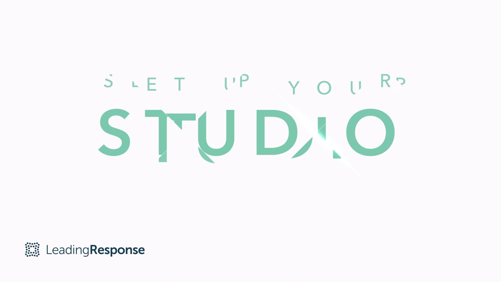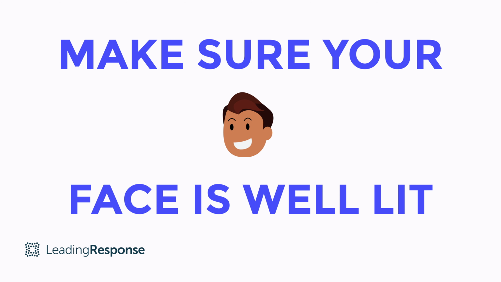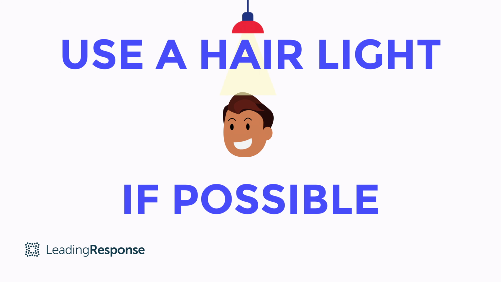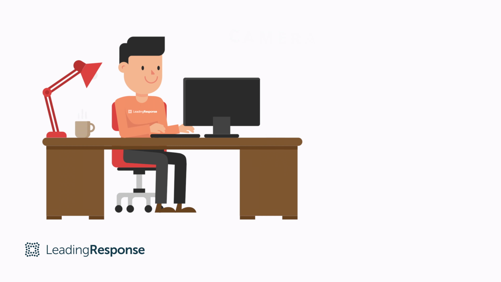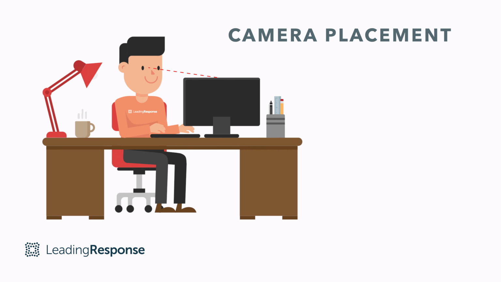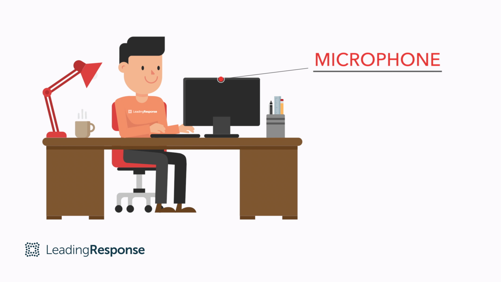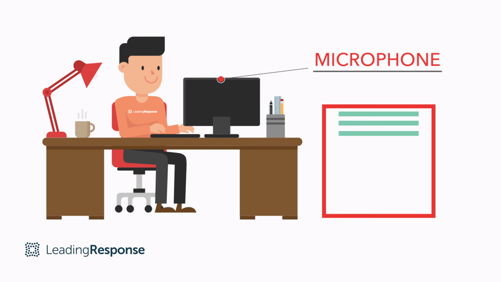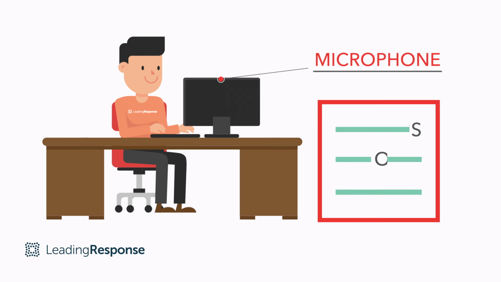3. Set up your studio. Lighting is extremely important. Make sure your face is well lit. Use a hair light if possible. And be on the lookout for distracting shadows. Next, you'll want to think through your camera placement. Ideally, your camera will be eye level and located on the same monitor as your presentation. For the best results, your mic should be located directly in front of you. The focus should be on you, so eliminate as many distractions as possible.